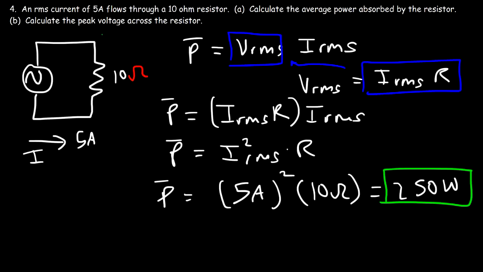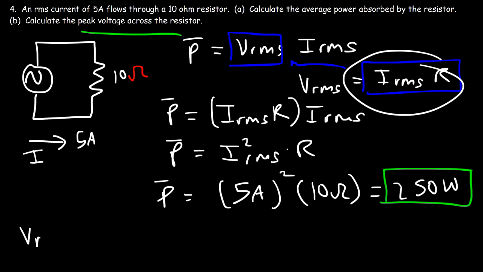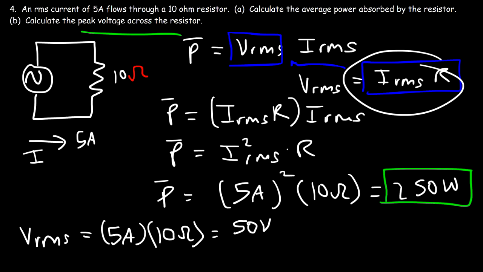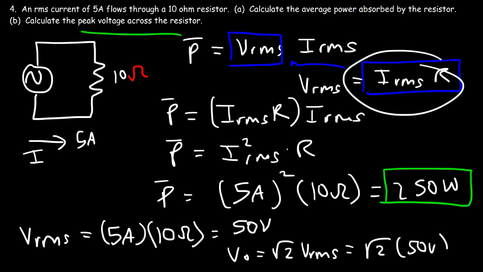Now let's calculate the peak voltage. So we can use this equation to calculate the RMS voltage. The RMS voltage is the RMS current, which is 5 amps, multiplied by a resistance of 10 ohms. So that's an RMS voltage of 50. Now the peak voltage is the square root of 2 times the RMS voltage. So that's going to be the square root of 2 times 50. And so that comes out to be 70.7 volts. So that's the peak voltage.